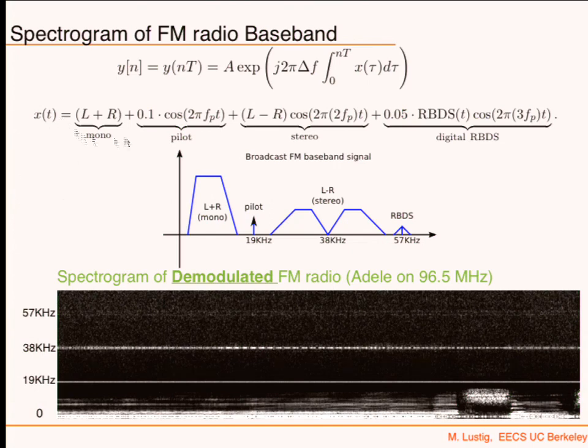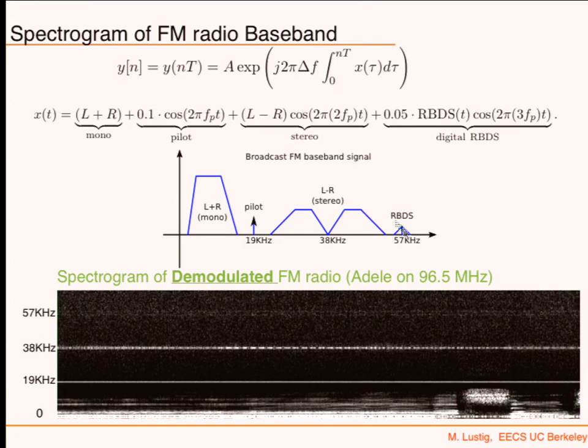The baseband signal is composed of the left plus right channels. So that's the mono part. Okay. That's regular. Like you just add them together, no modulation whatsoever. Just add them together. Then you also transmit a pilot at 19 kilohertz. Then at 38 kilohertz, at twice the frequency of the pilot, you transmit L minus R that's amplitude modulated. That's how the stereo shows up. Okay? So at 38 kilohertz, you've got amplitude modulated left minus right channel.